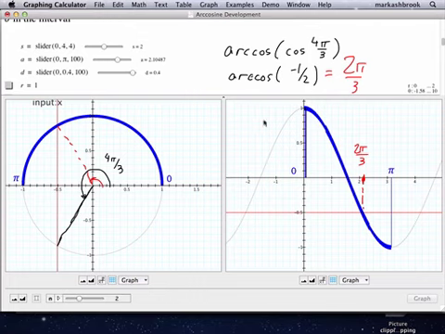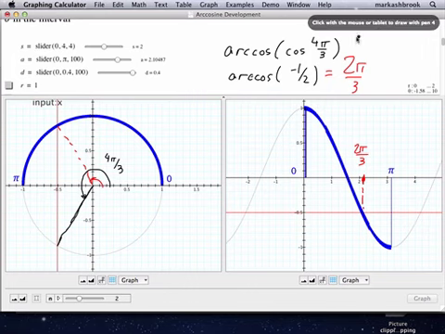Okay, how about the arccosine of the cosine of 7 pi over 4? Last one. 7 pi over 4.